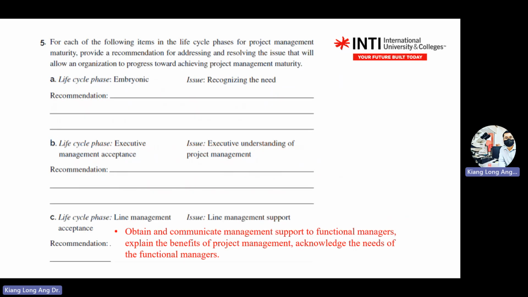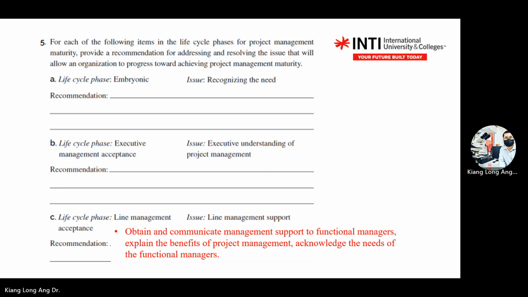Okay. Number 5. For each of the following items of life cycle phases of the project management maturity, provide a recommendation that addresses or resolves the issue that will allow the organization to progress towards achieving project management maturity. So this one gives you the answer. There are 5 phases: embryonic, this baby phase, executive, line management, and so on.